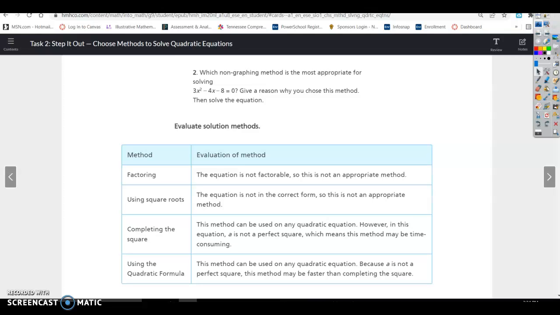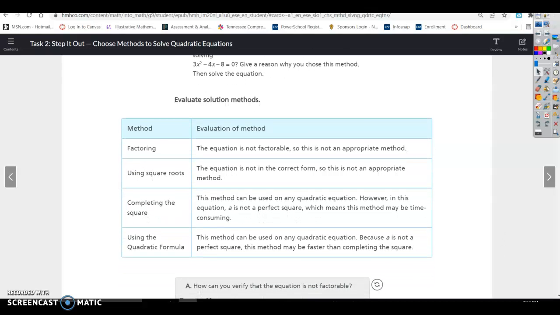All right, and it's important to be able to do these without a graphing calculator, because sometimes on the EOC or different things, there'll be questions where you don't have a calculator to use. So you have to be able to factor or use quadratic formula or different things without a graphing calculator. All right, so we have 3x squared minus 4x minus 8 equals 0. Give a reason why you choose this method, then solve the equation.